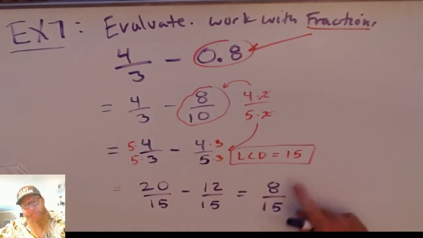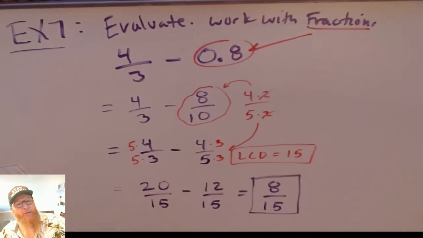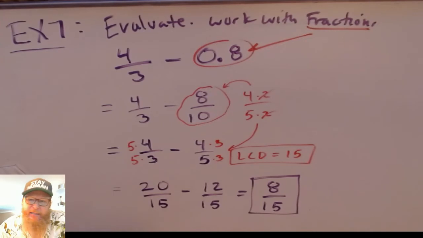And then again, if possible, reduce it. It is very, very rarely reducible, but you've got to at least give it a look and see. You know, if that was 9/15, then it would have been possible, or if it was 10/15, but 8/15 is not reducible.